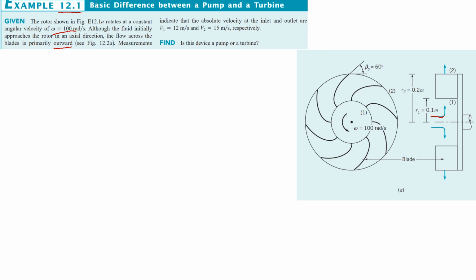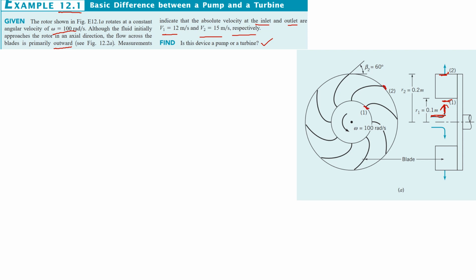So the flow goes axial, but now it changes direction, and then we have this inlet and outlet of this rotor. It initially approaches this rotor in the axial direction, but then changes direction. Measurements indicate that the absolute velocities at the inlet and outlet are 12 meters per second and 15 meters per second, respectively. They are asking us whether this device is a pump or a turbine. Note that this is our inlet right here, and this section is our outlet.